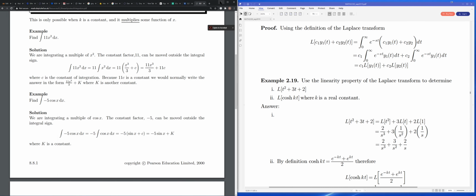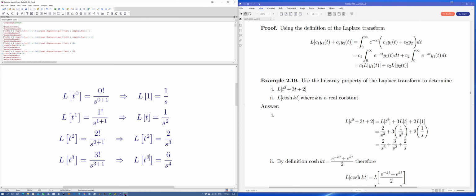And I worked out all of these already. The Laplace of t squared is 2 on s cubed, so I get this here. The Laplace of t is 1 on s squared. And then the Laplace of constant 1 is 1 on s. So to work out the Laplace of the quadratic, you just break it up into the individual powers of t, pull constants out if necessary, and then use your formula for the Laplace of t to the n. That gives you this, and then you just collect your answer here.